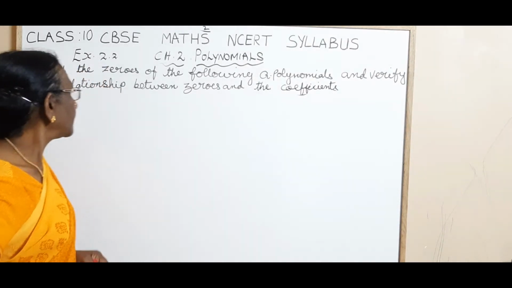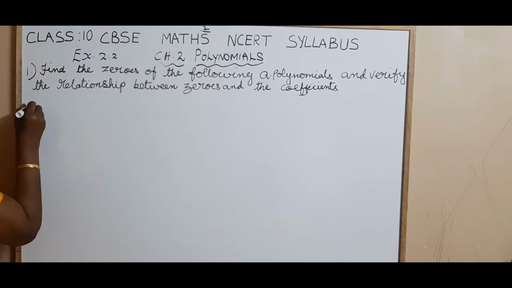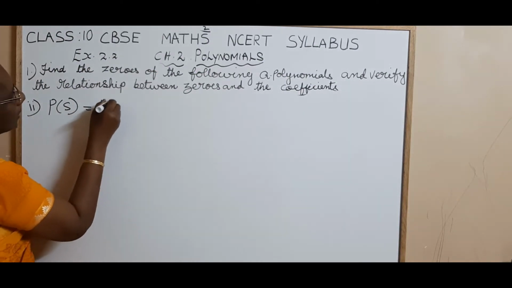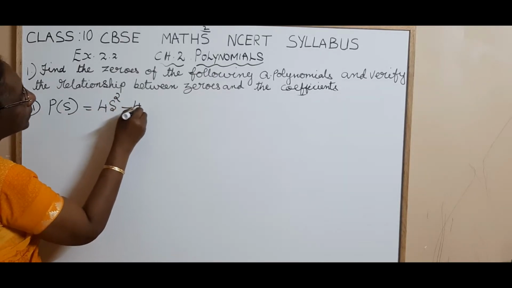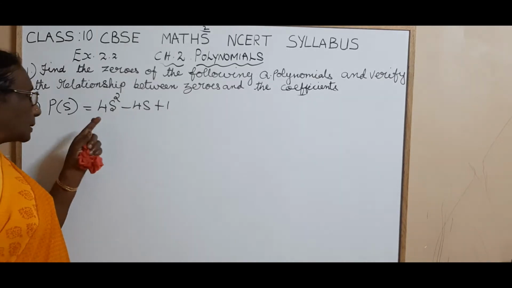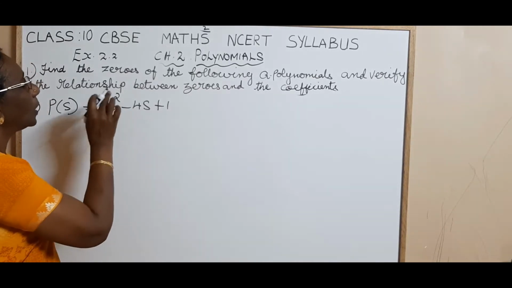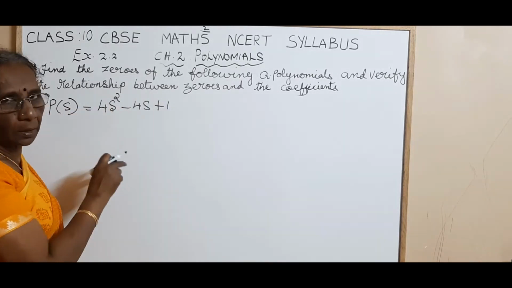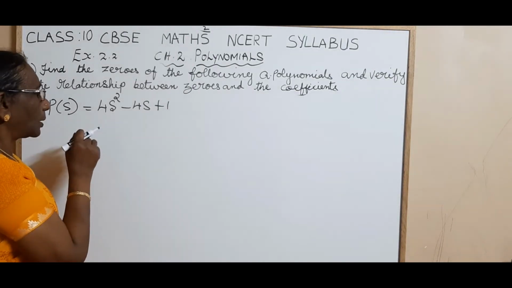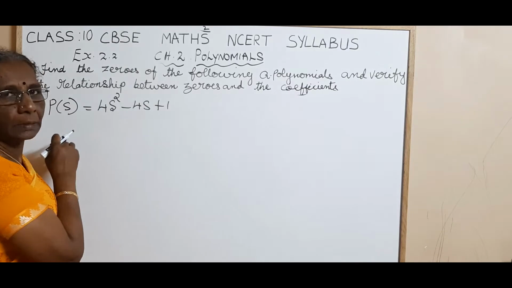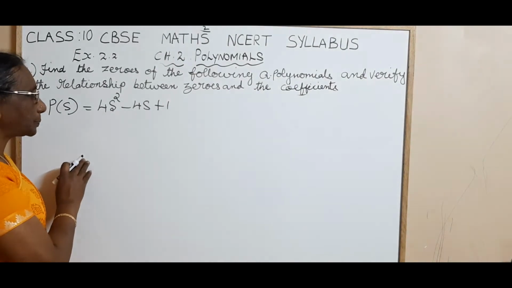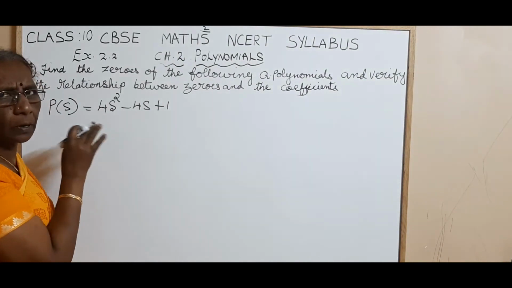Okay, now we'll move to the sum. The question is second subdivision. P of s is equal to 4s square minus 4s plus 1. Okay, now the first step is to find the zeros, what should you do? We have to factorize the given quadratic polynomial. So to factorize it, now see here it is something special. This polynomial is not like the other polynomials. It's a special polynomial.